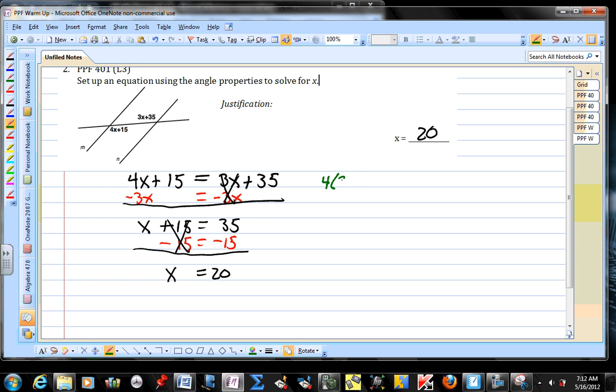Let's see. 4 times 20 plus 15, that's 80 plus 15, which is 95. So we could say that this angle here is 95 degrees. And we should get the same thing if we do 3 times 20 plus 35. Let's see. 3 times 20 is 60. Yes, it works out for us. This guy's 95 degrees also. Well, so then you can tell that we have another 95 degree angle here and a 95 degree angle there. And they didn't ask us, but if they did, let's see, 180 minus 95 is 85. So these other angles must be 85 degrees.